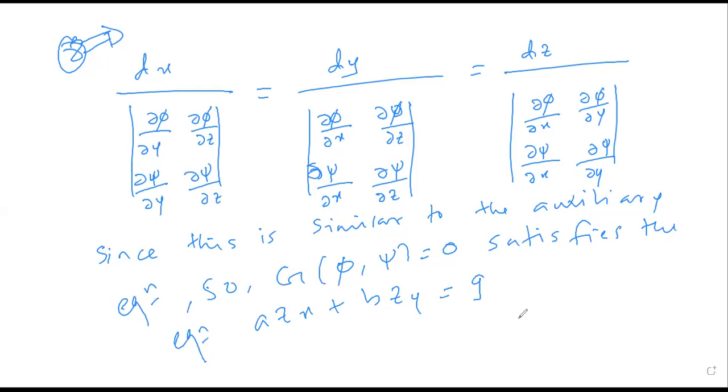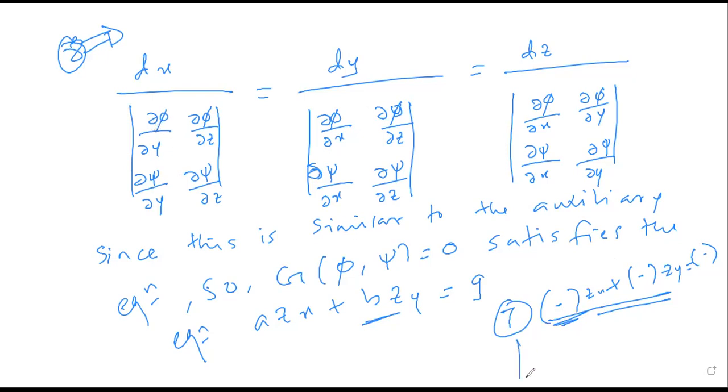From equation 7, there is something zx, something zy, equal to something. Here there's a minus, something like that. So they are taking it this way. We have the auxiliary equation: dx over a equal to dy over b equal to dz over g. So what is our a? If you see that, you will get this one.